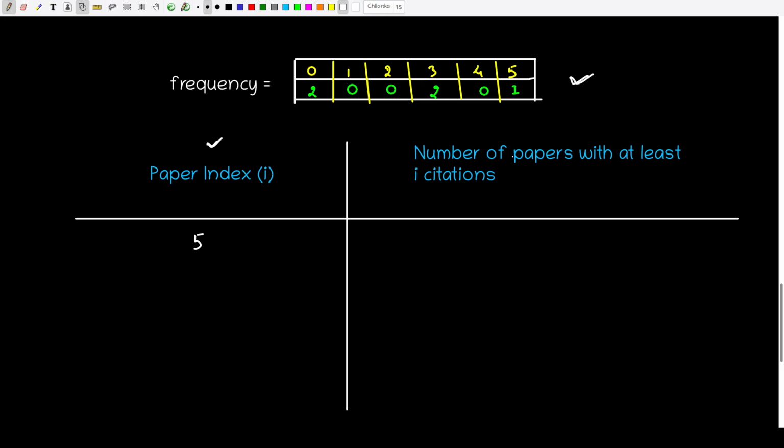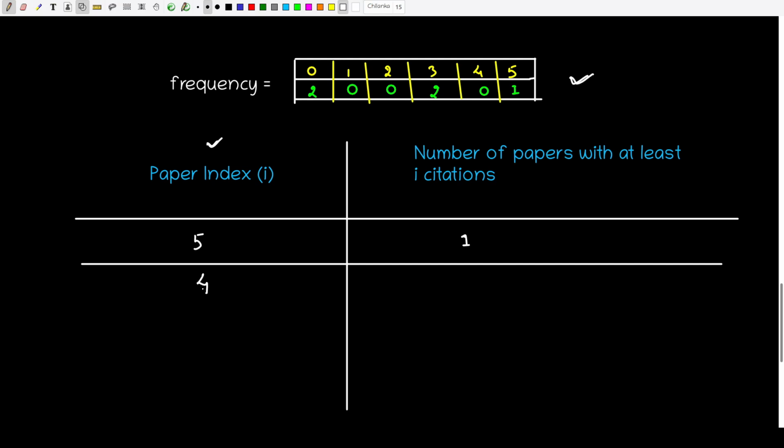The number of papers with at least 1 citation is just 1 paper. So this value will be equal to 1. Now since this does not satisfy the definition of h value, we proceed further. So the next paper index which we have is 4.